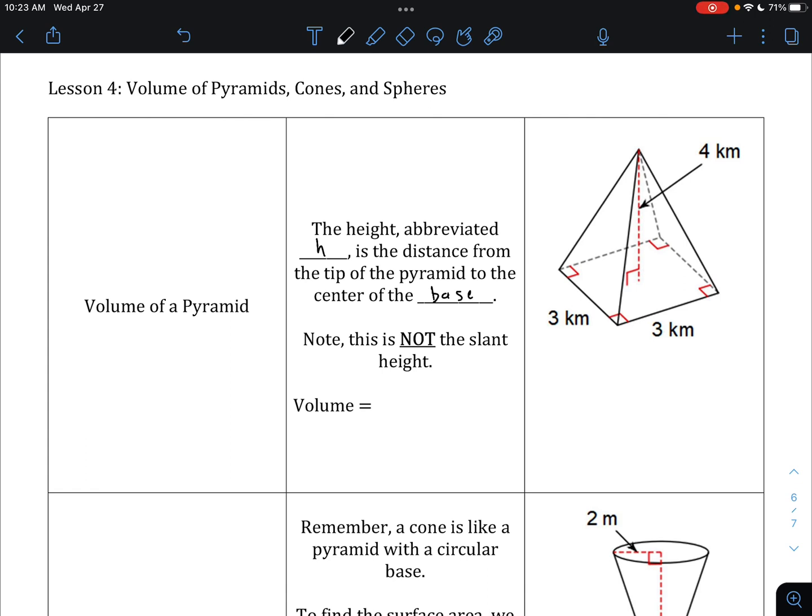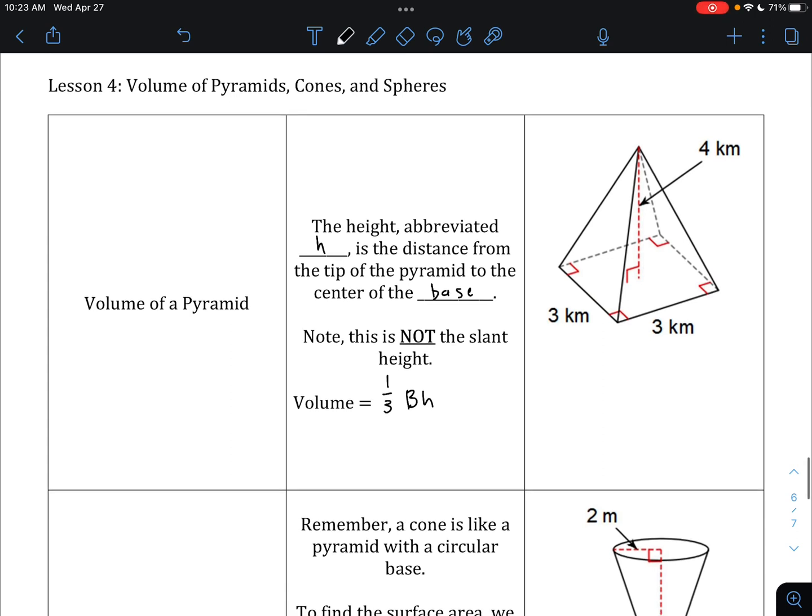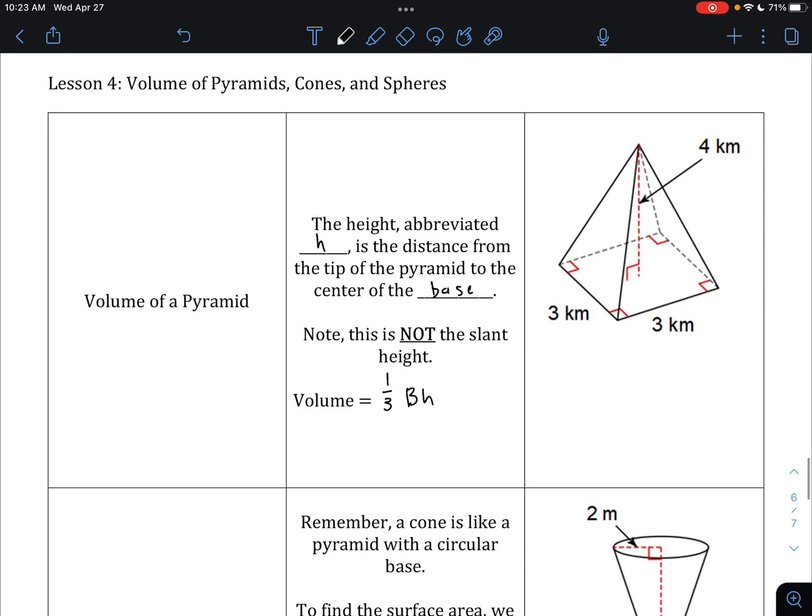And it's the same formula as volume of a prism, with one exception. Instead of just base area times height, it's 1/3 base area times height. But otherwise, it's the exact same formula. So if you can do volume of a prism, you can do volume of a pyramid very easily. So if we write down our equation, volume equals 1/3 area of the base times the height. We need to find the area of our base and our height.